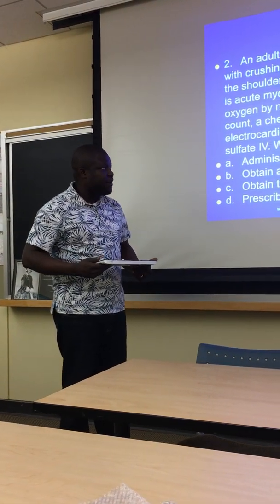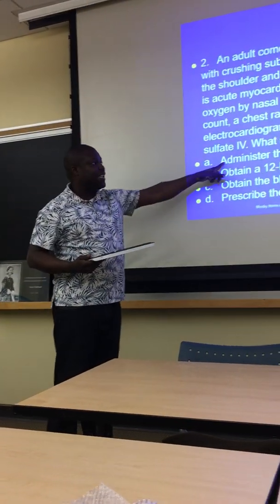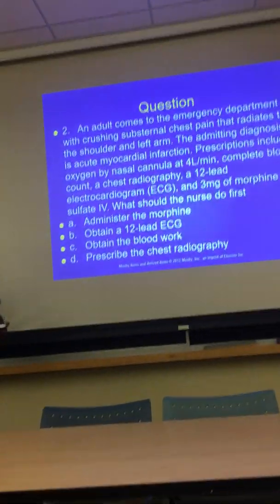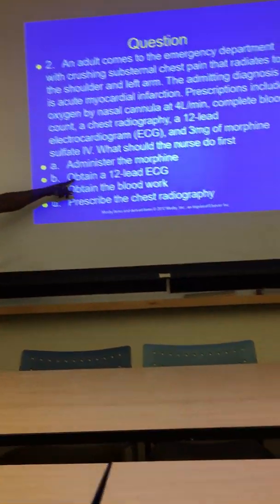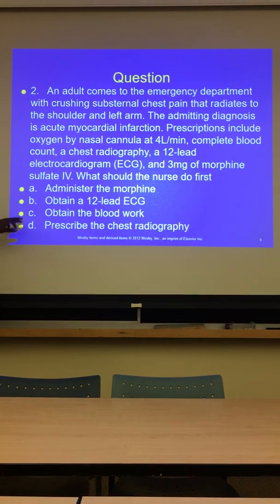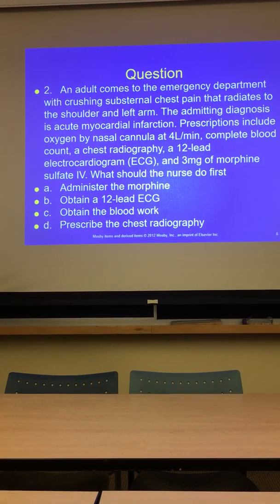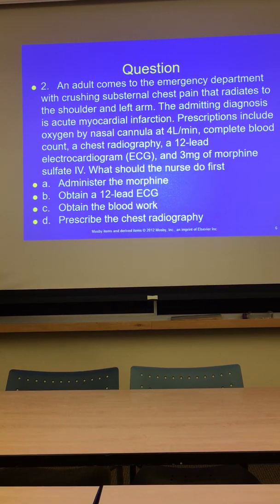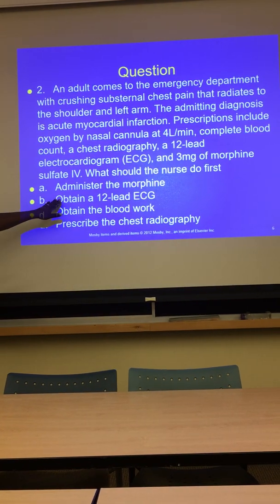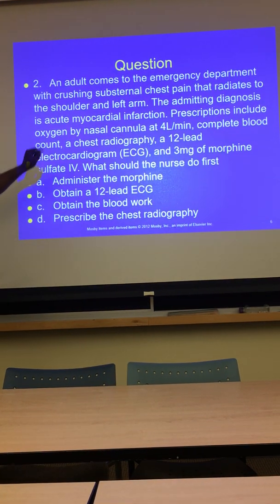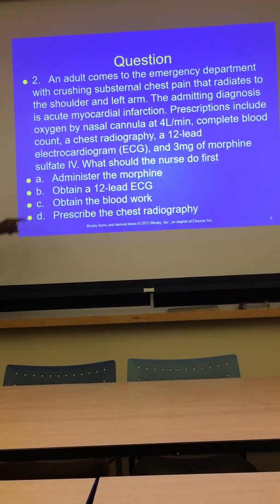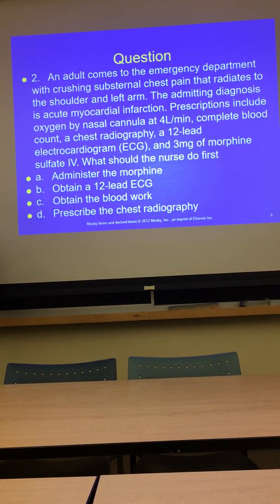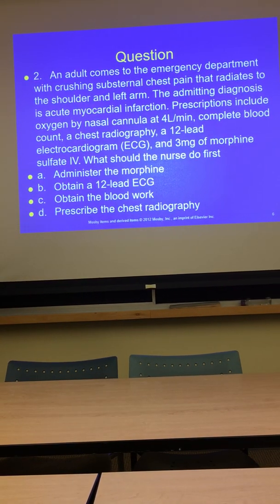So what you want to do in this case is to think of intervention, which is to administer morphine. It takes priority over B. It takes priority over obtaining blood work. It takes priority over chest radiography, because these are all assessment. But because this is an emergency with substernal chest pain, intervention must be prioritized over assessment.